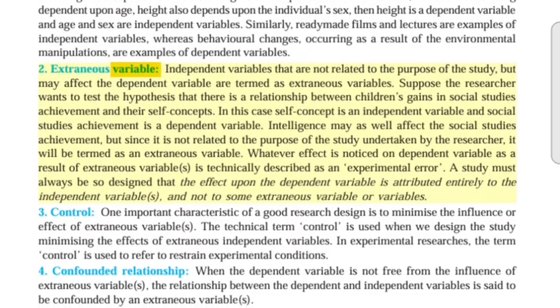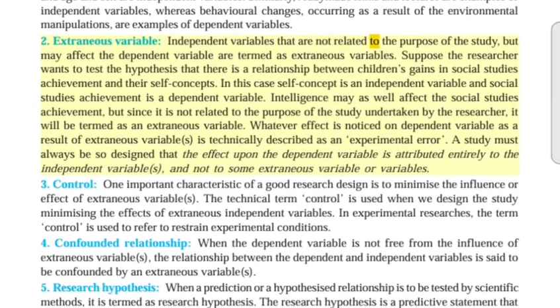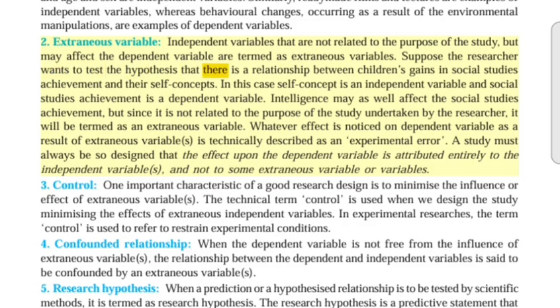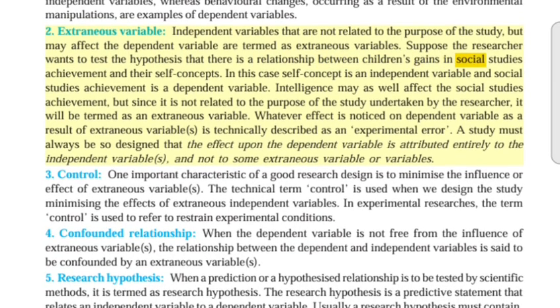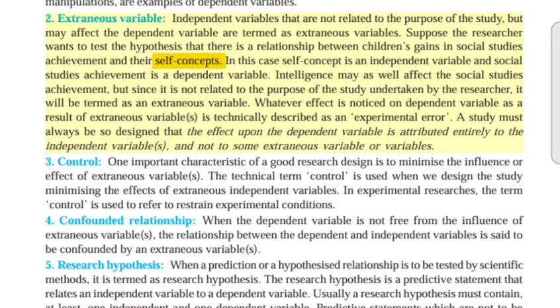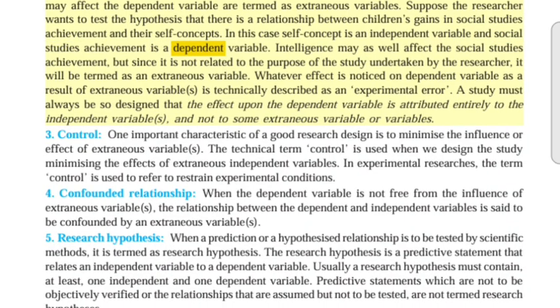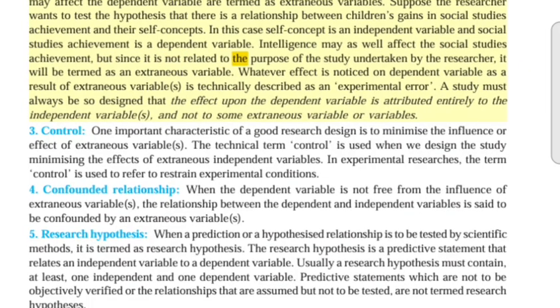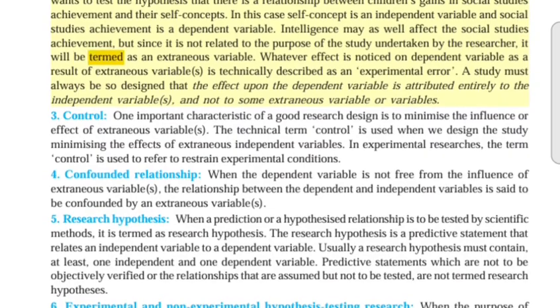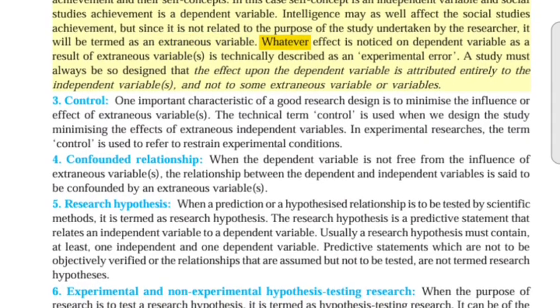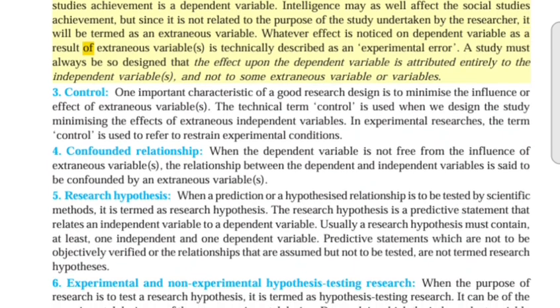2. Extraneous variable. Independent variables that are not related to the purpose of the study, but may affect the dependent variable are termed as extraneous variables. Suppose the researcher wants to test the hypothesis that there is a relationship between children's gains in social studies achievement and their self-concepts. In this case, self-concept is an independent variable and social studies achievement is a dependent variable. Intelligence may as well affect the social studies achievement, but since it is not related to the purpose of the study undertaken by the researcher, it will be termed as an extraneous variable. Whatever effect is noticed on dependent variable as a result of extraneous variables is technically described as an experimental error.